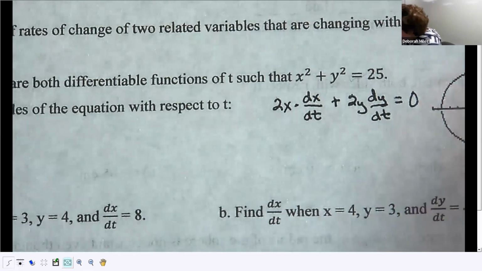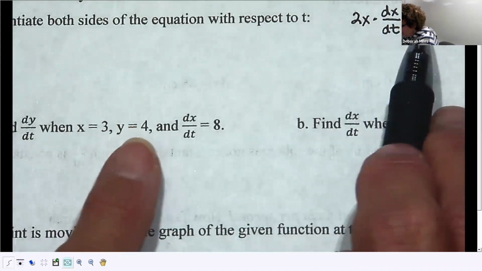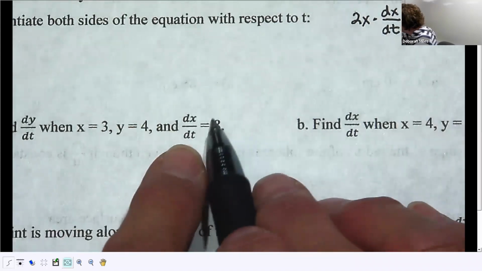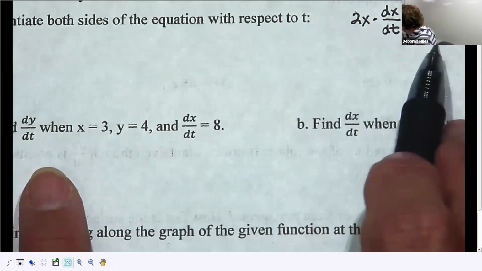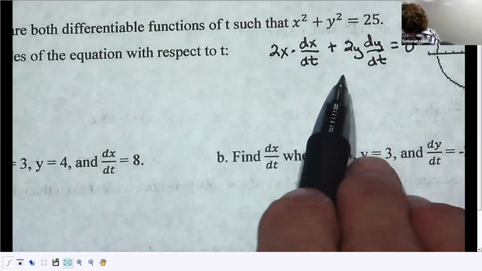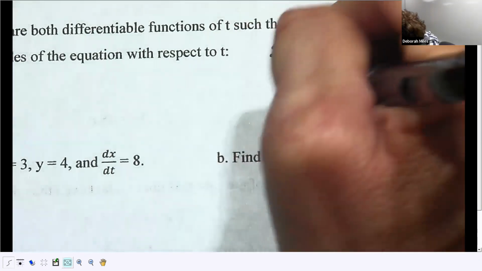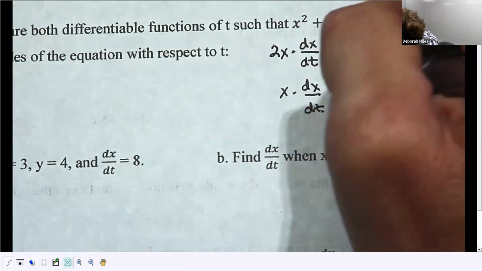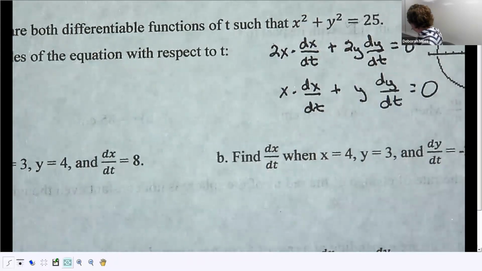Now, the A part says find dy over dt, find this guy. If you tell me what x is, you tell me what y is, and you tell me what the change in x with respect to t is, we're just given 3 values that we can substitute into that equation. One other thing we could have done to that equation, just to make it a tiny bit simpler to plug numbers into, we could have divided both sides by 2. All right, just to make it a tiny bit simpler. And 0 divided by 2 is still 0.